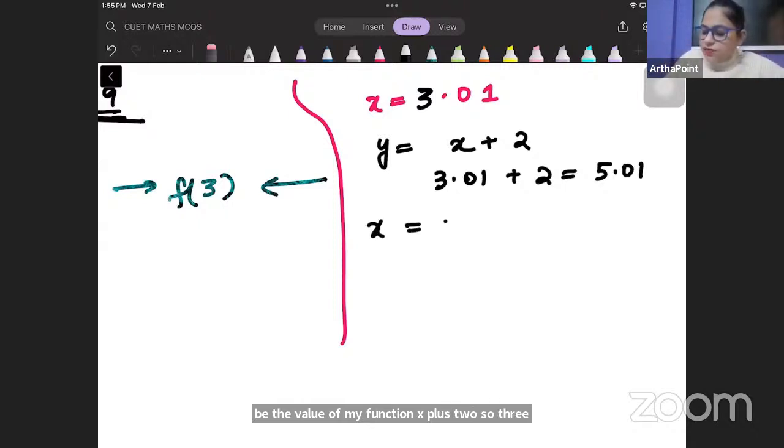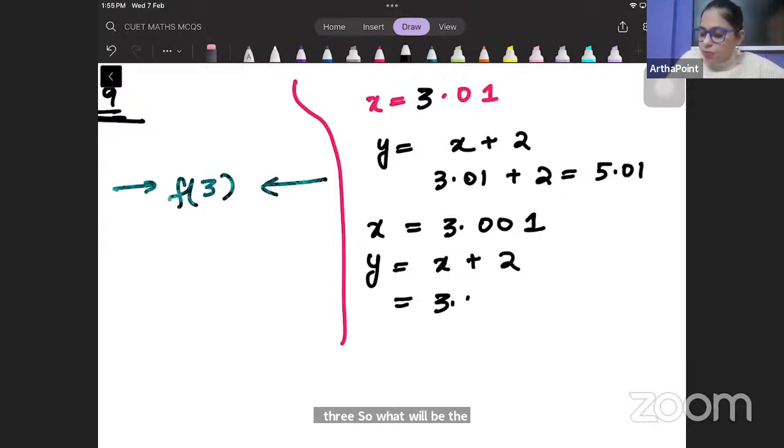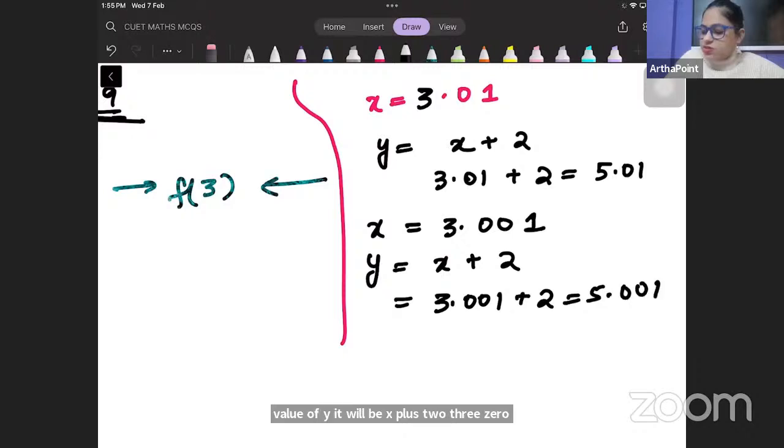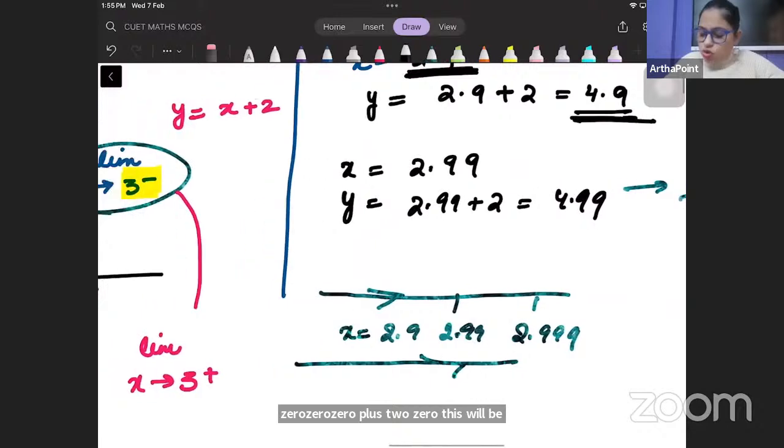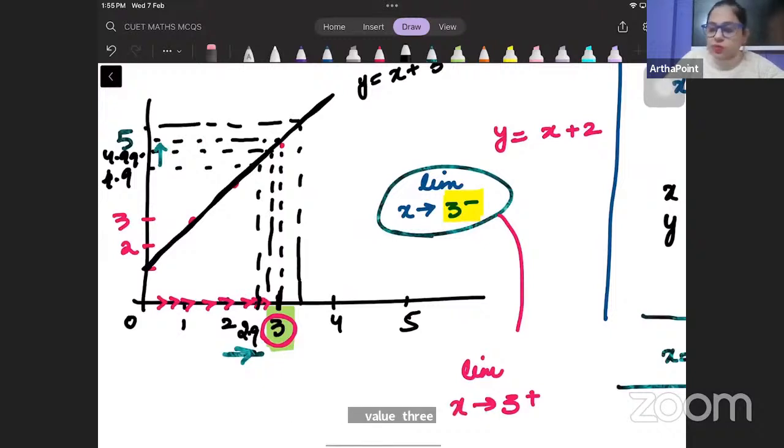So let the value of x be 3.001. So what will be the value of y? It will be x plus 2, 3.001 plus 2. So बच्चे, this will be 5.001. Again I am going close to 5. जब x का value मैंने 3.01 लिया, it was 5.01. जब मैंने और 3 के पास लिया, it became more close to 5.